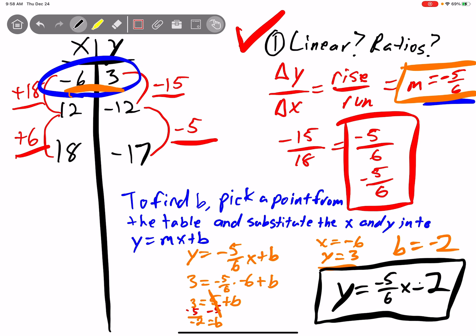So that's it for deriving linear equations from tables. Let me know if you have any questions.